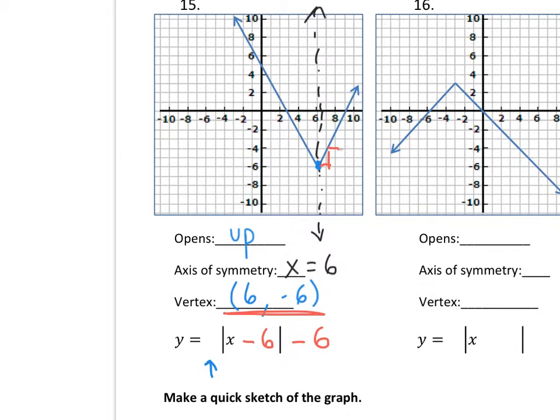And then right 1 and up 2, and then right 1 and up 2. So this graph is being stretched 2 times bigger than it usually is, which means the a value needs to be positive 2. And now we have finally created an equation for this graph.